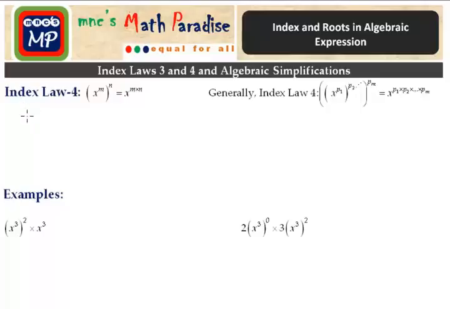Now we will learn index law 4, that is power on power. Here x to the power m, and the whole thing has another power n. So let us see what that means.